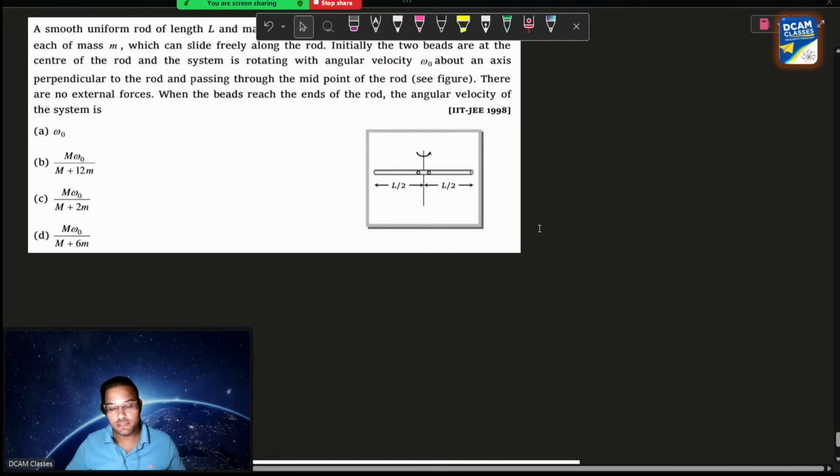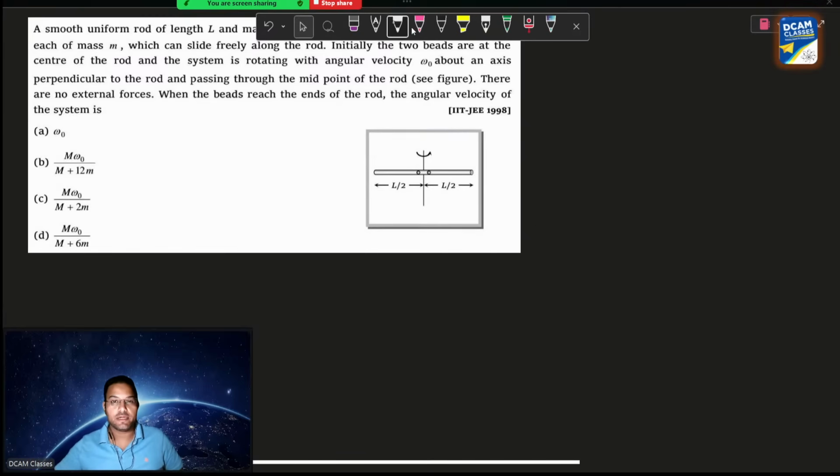Radhika has got the answer. So let me solve it. I think the others are not able to solve.